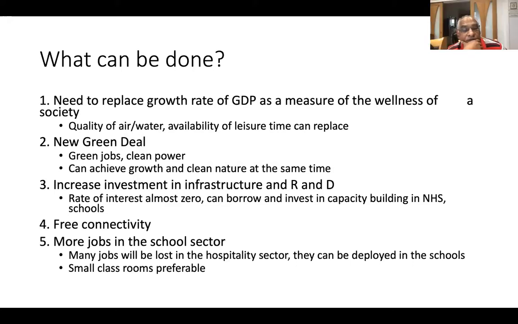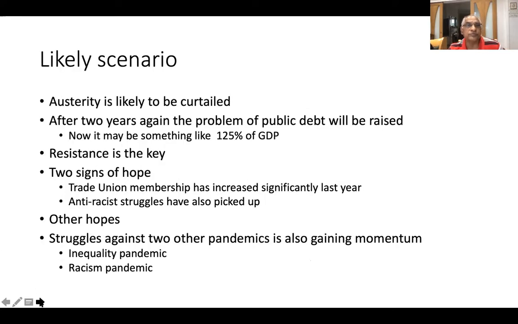Now, many people are going to lose their jobs. Since tourism, travel, etc. will be curtailed for the medium term, a lot of people will be jobless, but we can retrain them and deploy them. Give them a small training and they can be deployed in the schools, and we can make our classrooms smaller, which is generally considered good.